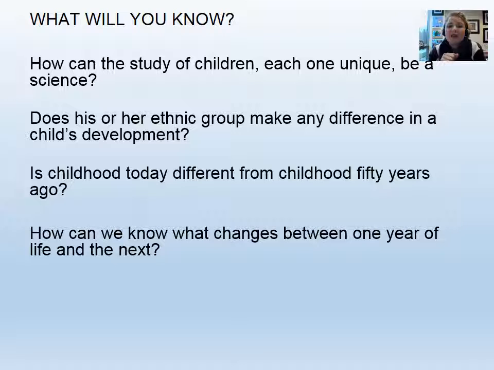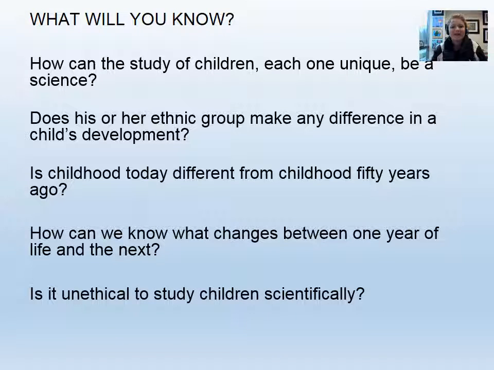And how can we know what changes between 1 year of life and the next? In other words, what should we expect with a 1-year-old, with a 3-year-old, with a 5-year-old? And finally, is it unethical to study children scientifically?